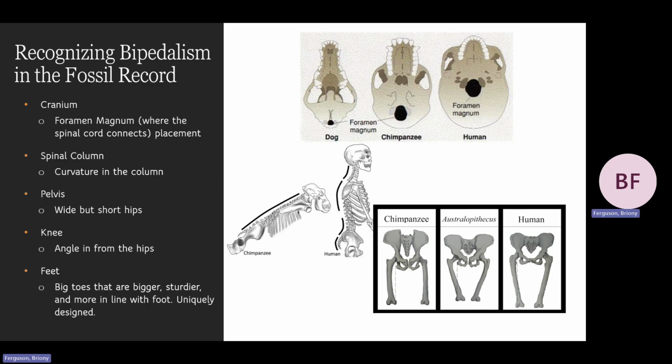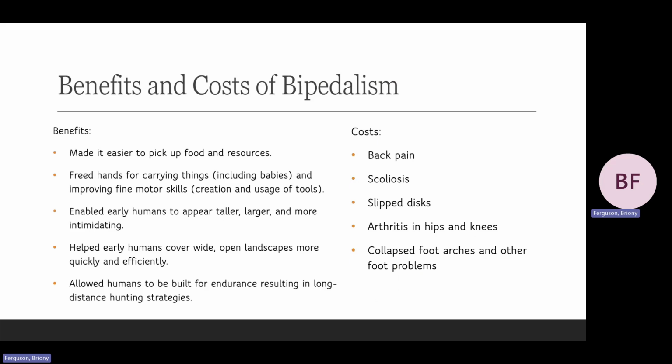We also look at our knees, so they angle in from the hips more as we are bipedal. That helps to reduce the weight on our knees, but also helps with balance. And then our feet also change. We have big toes that are bigger, they're also sturdier, and they're more in line with our feet and very uniquely designed, as I mentioned before. We also tend to have more of an arch in our feet.